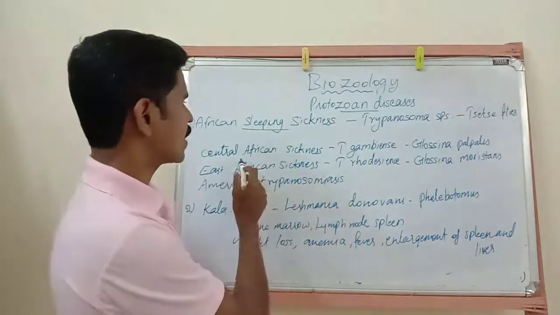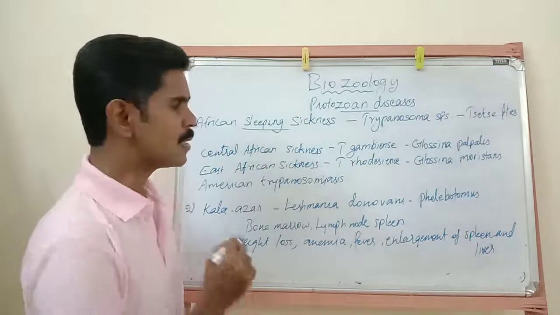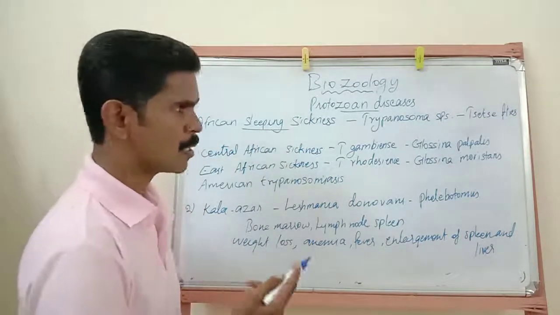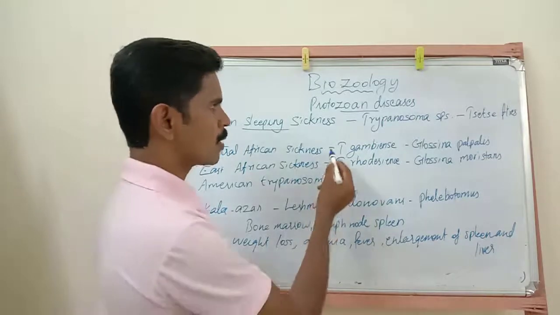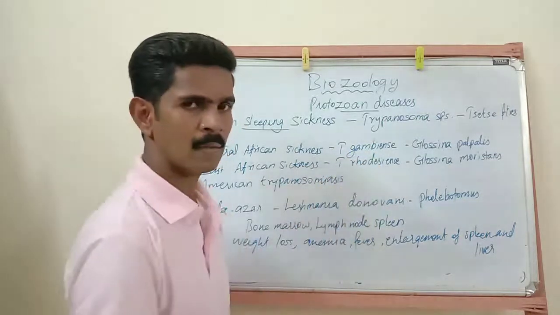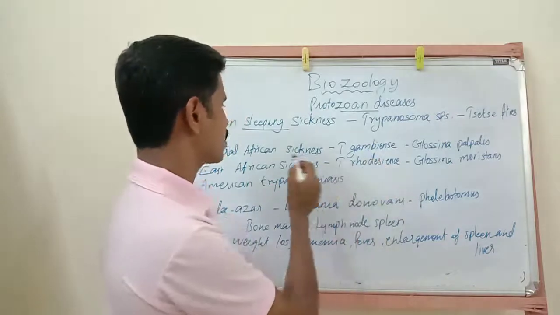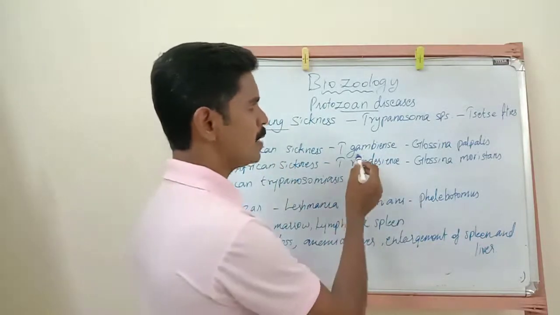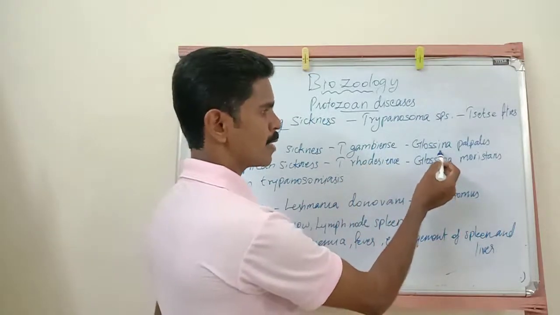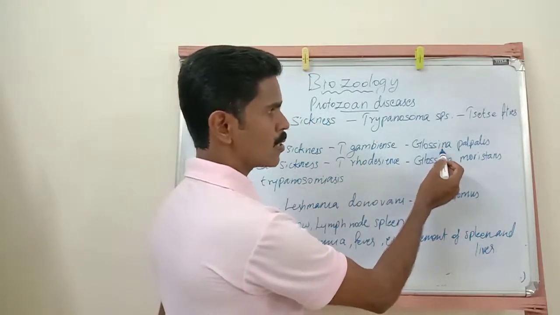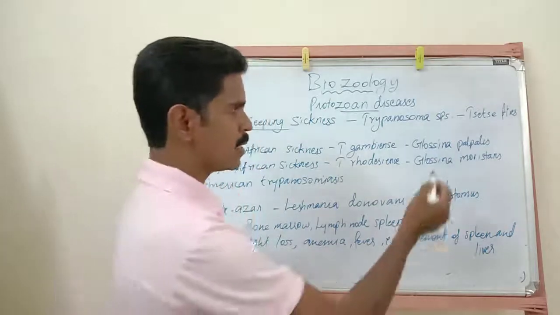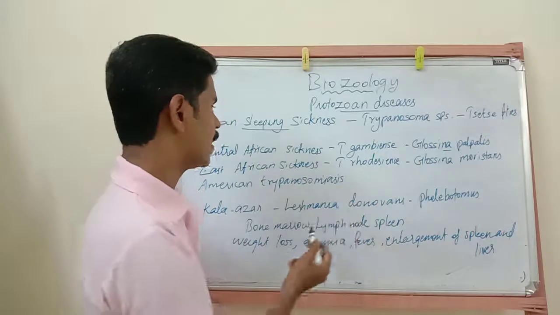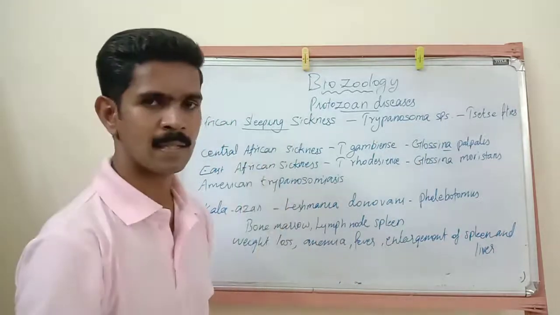The first one is Central African sickness. This disease is caused by a Trypanosoma species. The name of that species is Trypanosoma gambiense. This is the causative organism of Central African sickness. Then this disease is transmitted by a fly. The name of that fly is Glossina palpalis, which acts as a vector. This insect spreads Central African sickness.